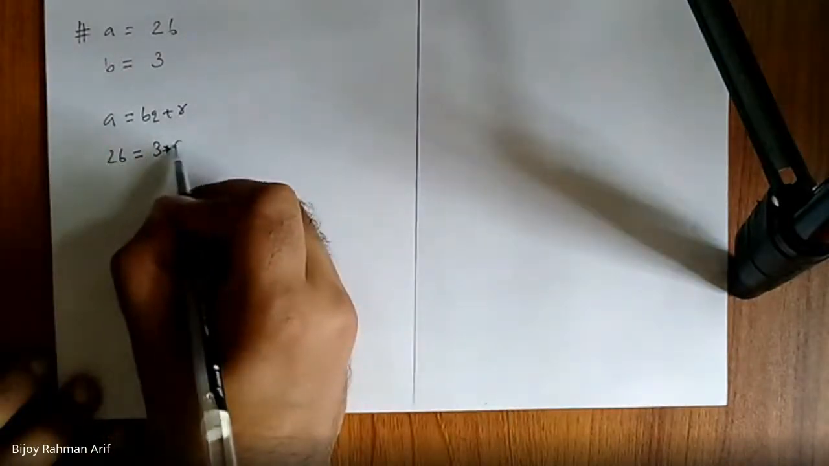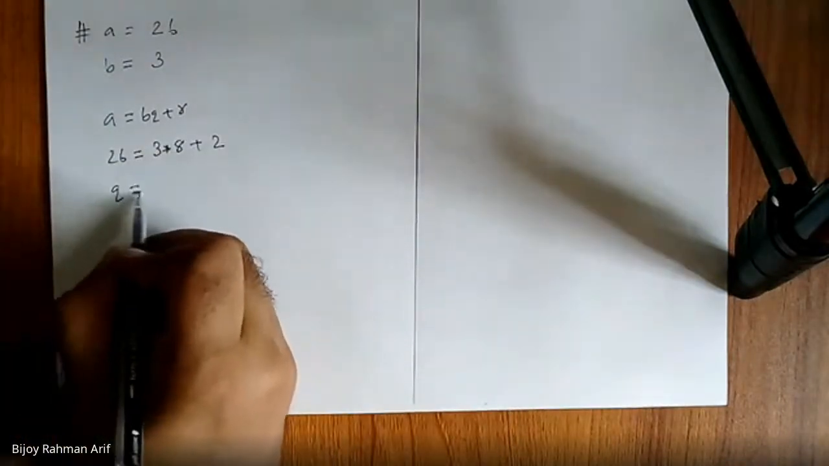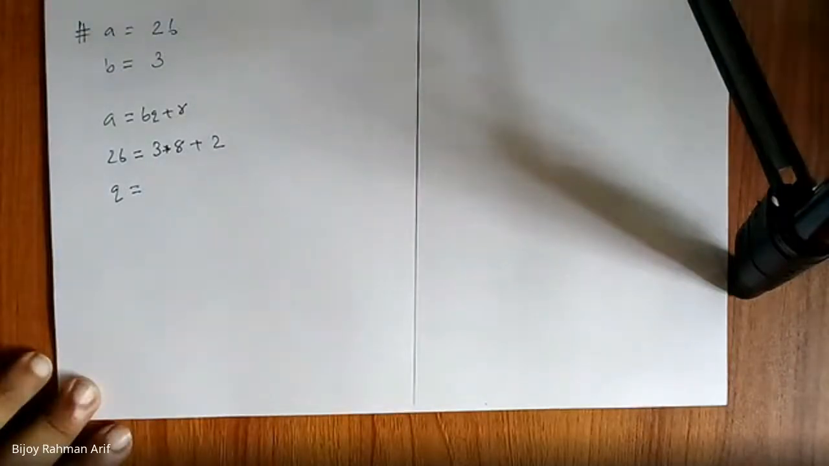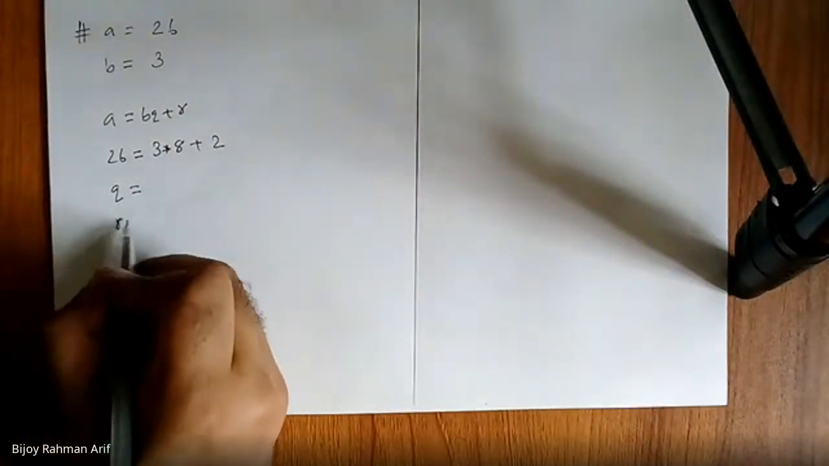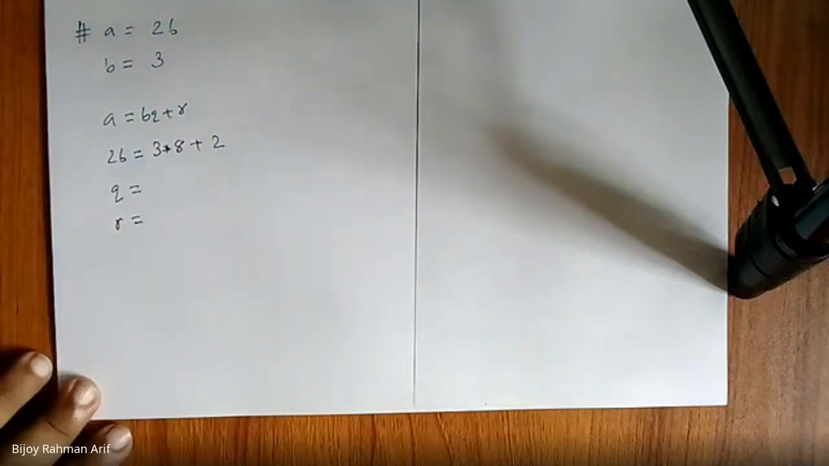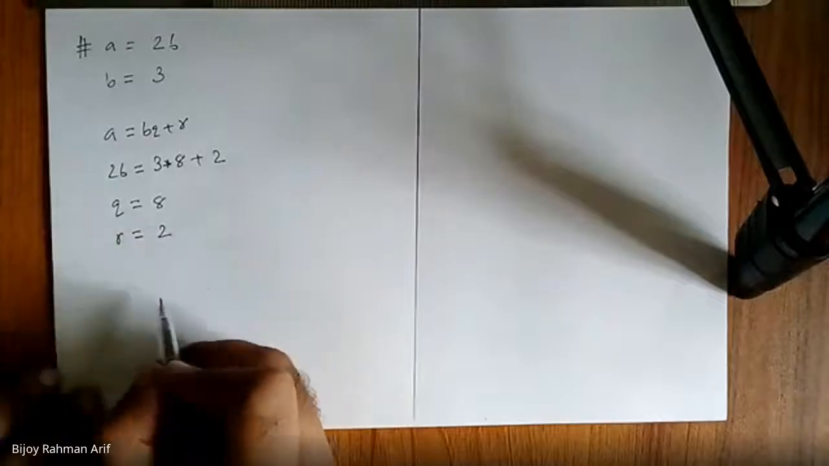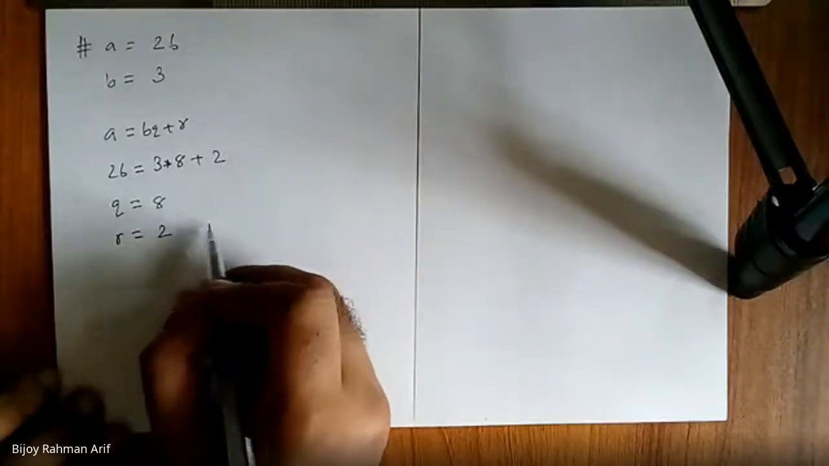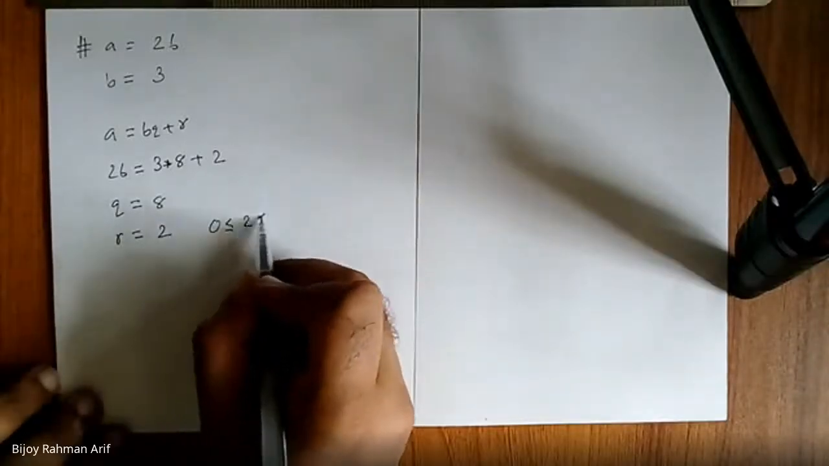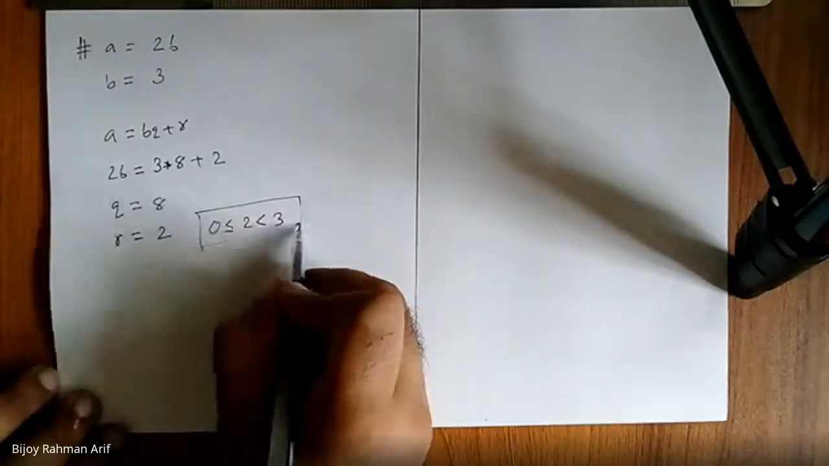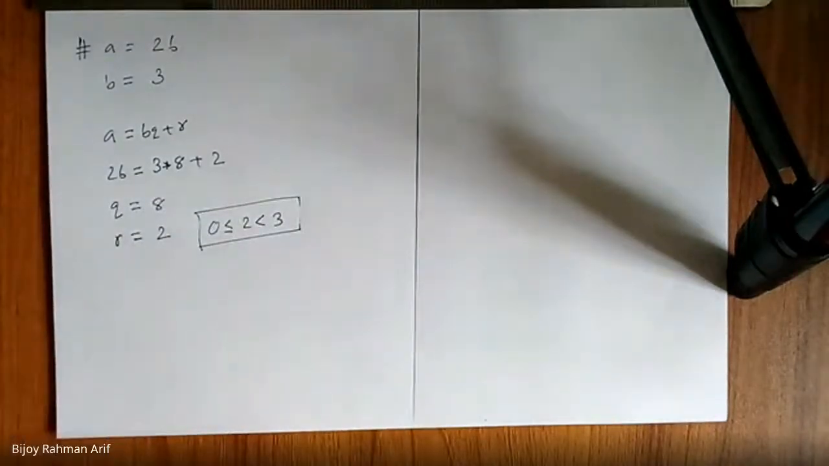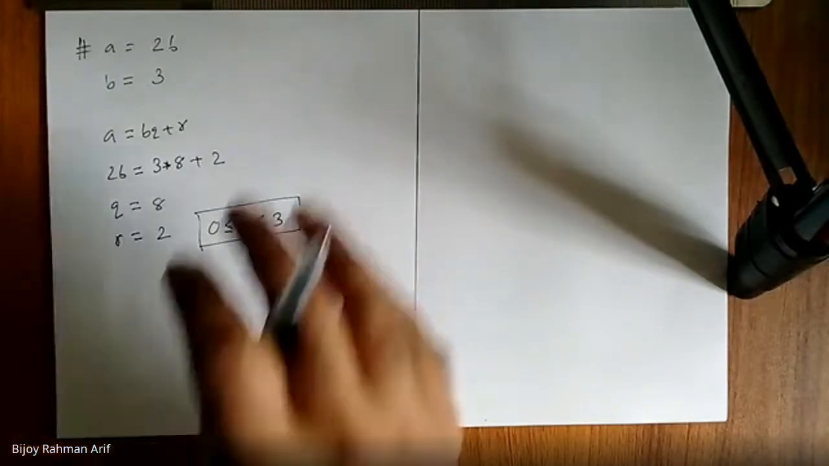8 plus 2. So what is the value of q, and what is the value of r? What is q? Q is 8, r is 2, right? And 2 is greater than or equal to 0 and smaller than 3, so it is correct. I have already given you that. All right guys.